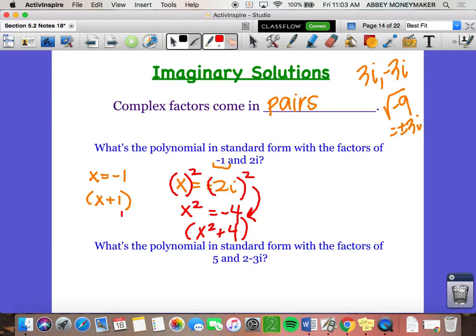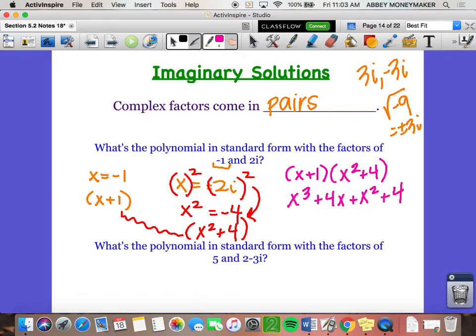Now what do I do with these two? I multiply them together, and that's going to give me my original polynomial. So x plus 1 times x squared plus 4. Here we go. I have x cubed plus 4x plus x squared plus 4. Is that my final answer? No, you put it in standard form.